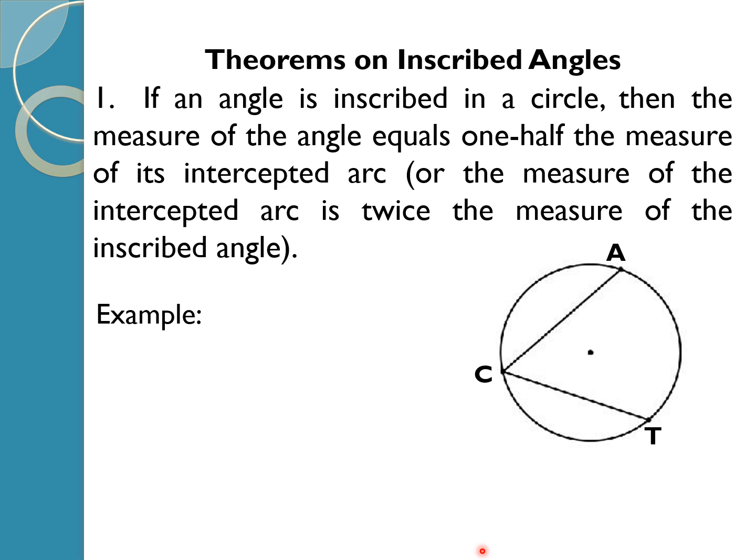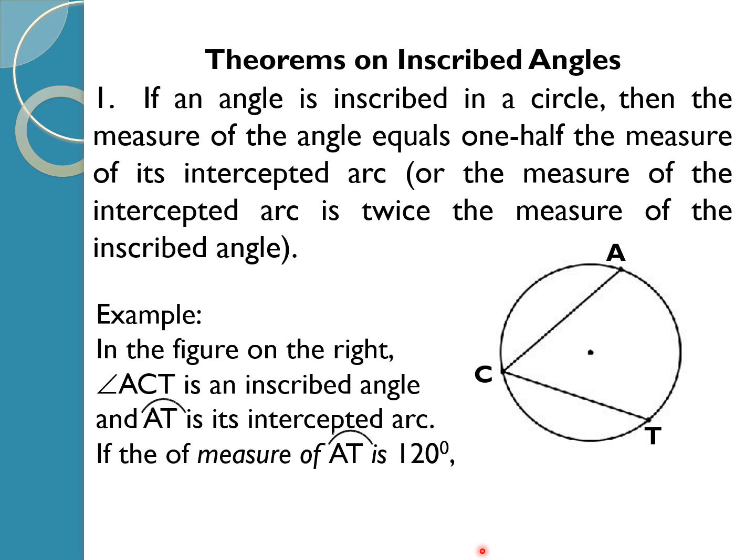Let us consider now the given circle, and in the figure on the right, angle ECT is an inscribed angle and arc AT is its intercepted arc. So by applying now the first theorem, if the measure of arc AT is 120 degrees, what is the measure of angle ACT?